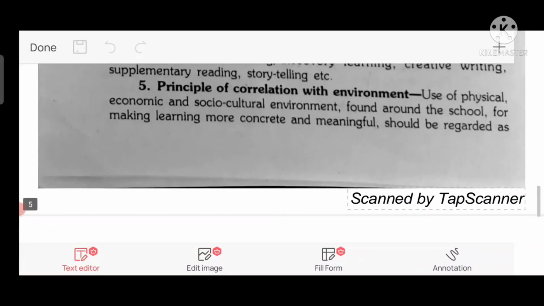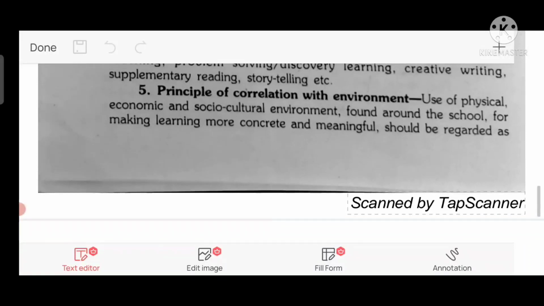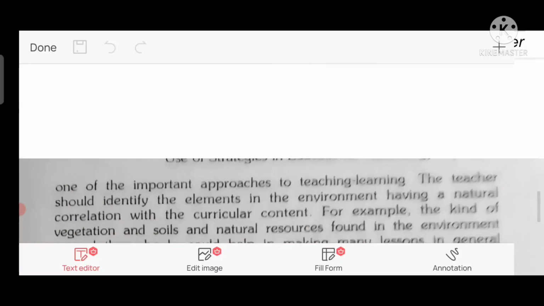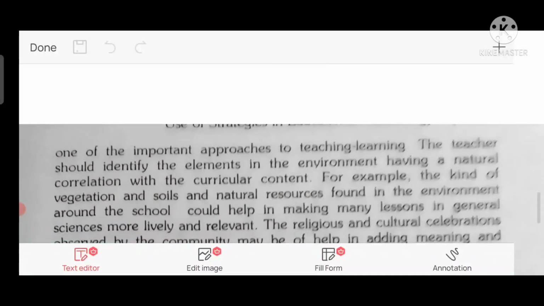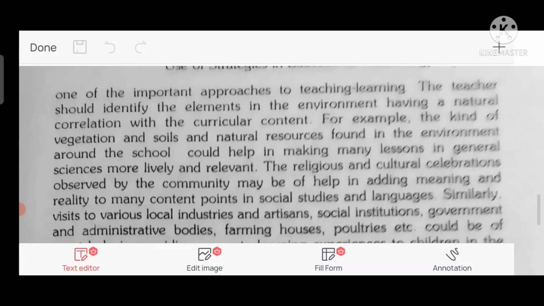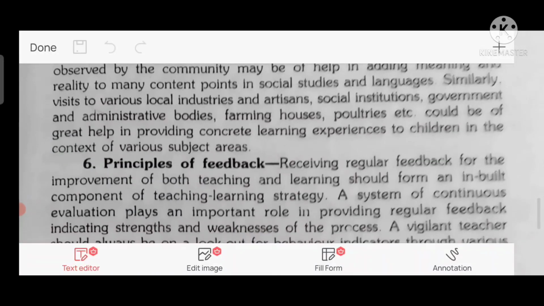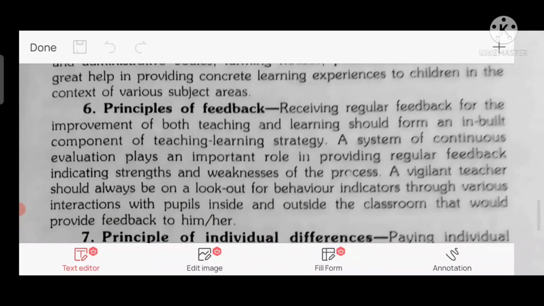After that, point number 5, principle of correlation with environment. Use of physical, economic and socio-cultural environment found around the school for making learning more concrete and meaningful should be regarded as one of the important approaches to teaching learning. Point number 6, principle of feedback. Receiving regular feedback for the improvement of both teaching and learning should form an inbuilt component of teaching learning strategy.